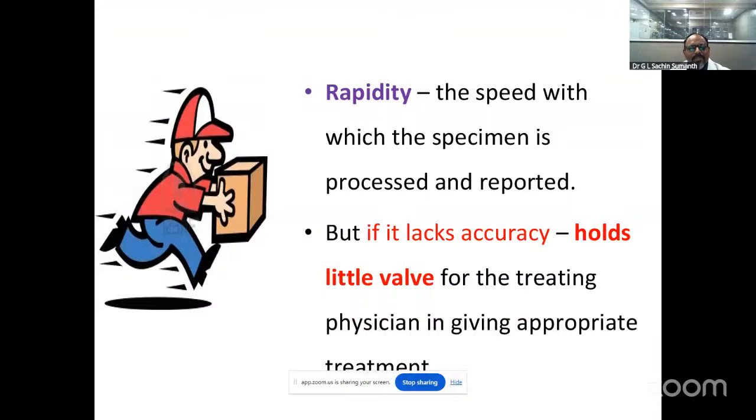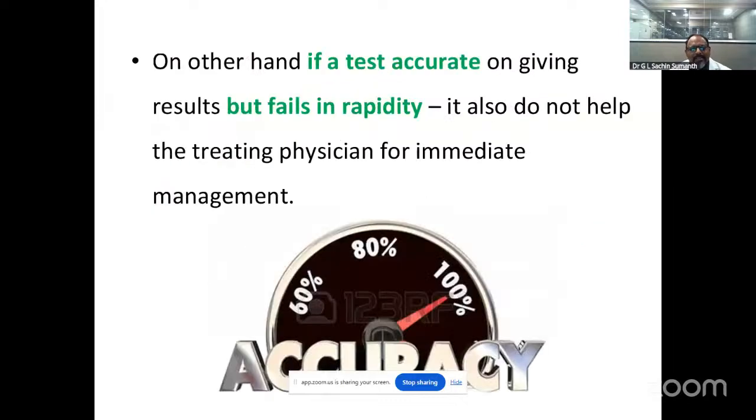Rapidity is the speed with which the specimen is processed and reported, but if it lacks accuracy, it holds really little value for the treating physician to give appropriate treatment. On the other hand, if the test is accurate but fails in giving results rapidly, it also doesn't help the treating physician for immediate management.